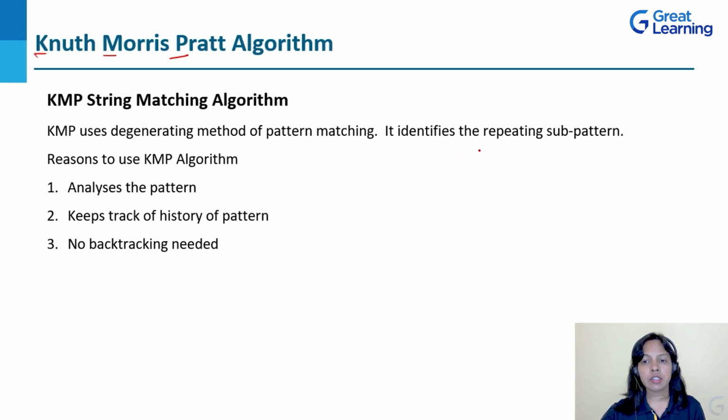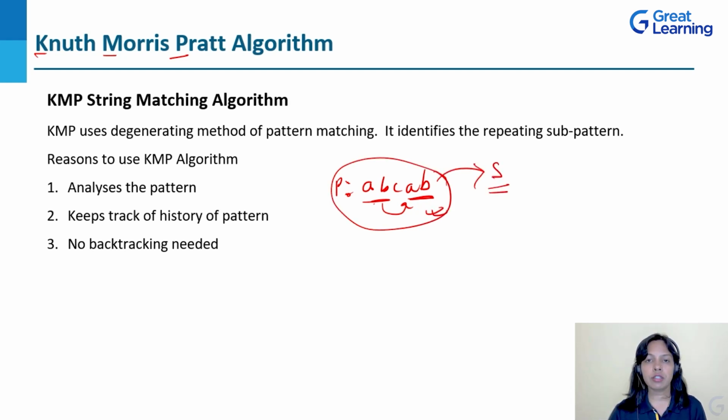It identifies a repeating sub-pattern. For example, if the given pattern is A, B, C, A, B, then you can see this AB is repeating here again, AB, right? So the KMP algorithm studies this repetitive pattern, and on the basis of this, it goes ahead and looks in the given string to see whether the pattern is being matched or not. So this is your KMP algorithm. It analyzes the pattern and keeps track of the history of the pattern. It not just analyzes it, but also keeps track that these two characters were repeating here as the same two characters, right?